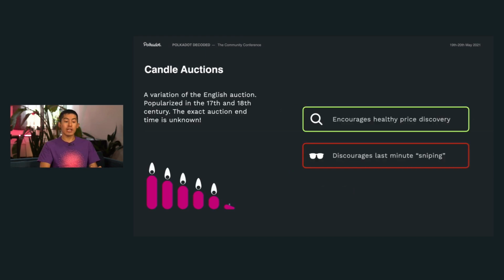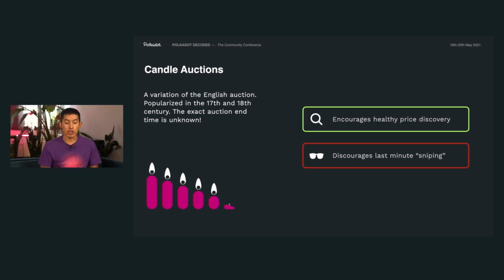Now, there's a lot of different ways we can approach the auction system, but we actually settled on a candle auction system. The candle auctions were popularized in the 17th and 18th century as an alternative to the English auction. So you probably are familiar with English auctions, where basically each person bids higher and higher until no one wants to bid anymore. The candle auction adds to this process a little bit of randomness.